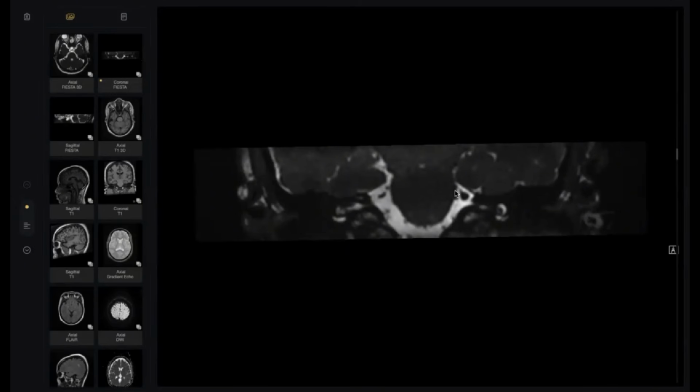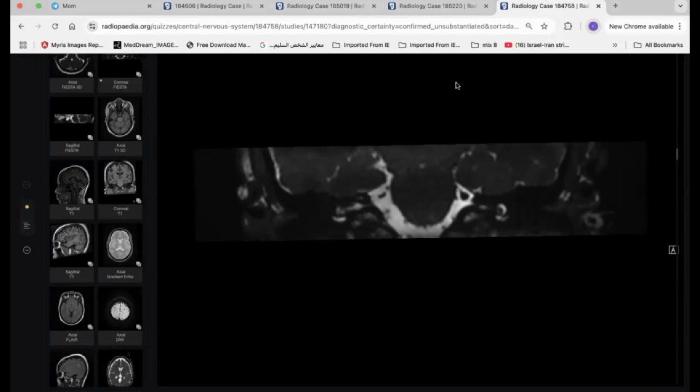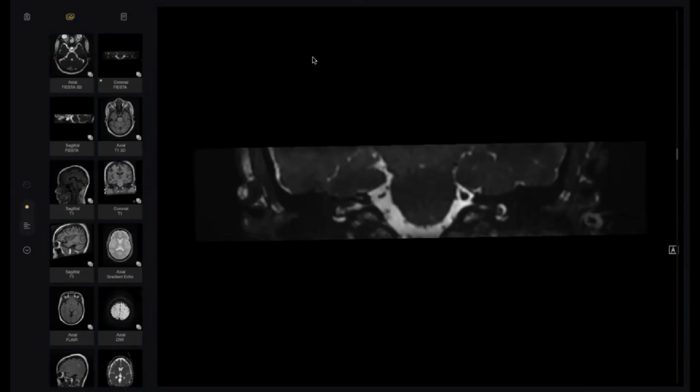I think this is the left trigeminal and this is the right trigeminal, and the right trigeminal seems to be smaller in size compared to the left trigeminal. Make a circle around the right and the left. I mean, here this is the left and this is the right.